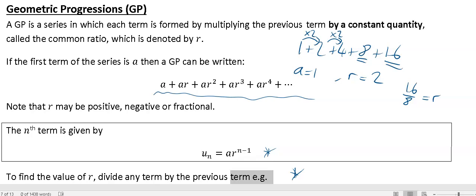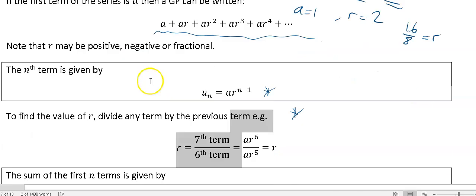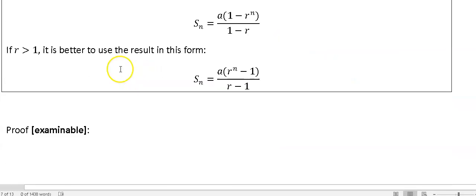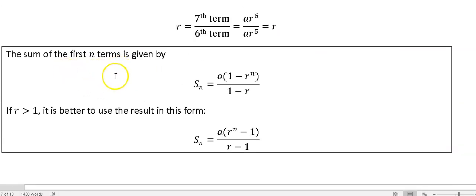Okay, going to look at a couple of things here. So first thing we're going to look at is the sum of the first n terms. Now this is important. You need to know the proof of this. It could be examined, but also you need to know how to use it.